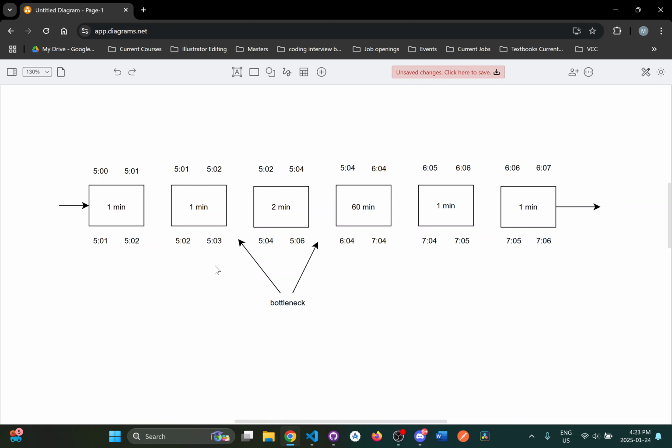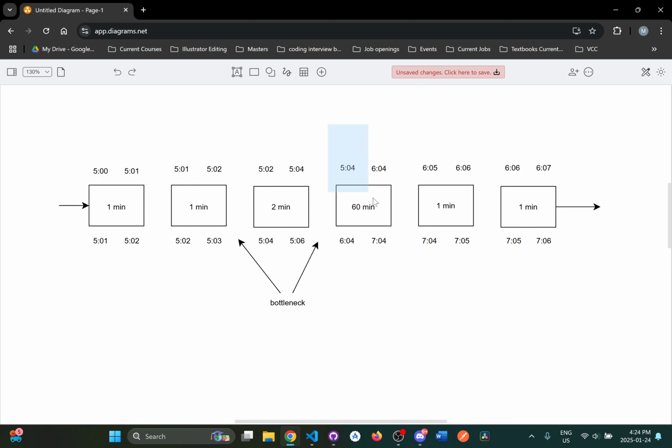So what's going to happen is this car is just going to sit idle right here until it's the next one in queue and it can go into this stage. So once it's done here at 5:04, then it takes in the car. Here you can see it starts at 5:04, and then at 2 minutes past, it's 5:06 when it's done.